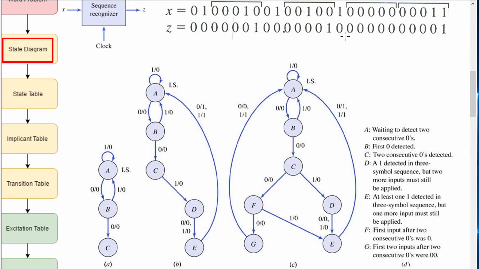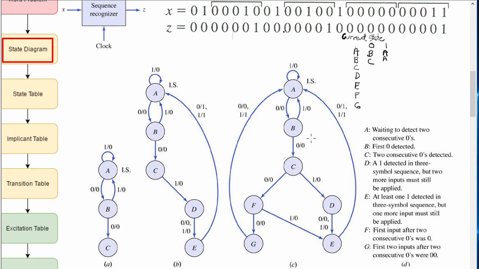So this is our current state. Let's just use their symbols. So they have states of A, B, C, D, E, F, and G. And then they have a possible input of a 0 or a 1. So if we're at A and we get a 1, we stay at state A. If we get a 0, we go to state B. If we're at B and we get a 1, we go back to A. Otherwise, we go to C.